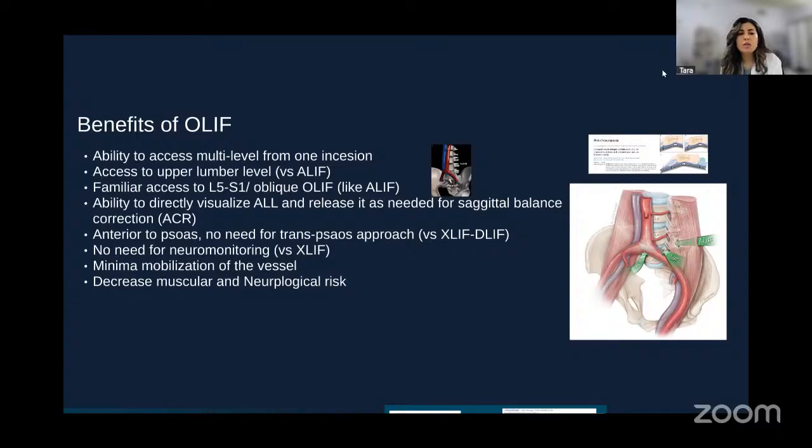There is no need. It is also minimal mobilization of the blood vessels unless ACR, anterior column release, is needed. Otherwise, there is no need for vessel transposition. However, if needed, a minimal transposition of the vessels can show us the ALL, and of course, decreasing musculature and neurological risk due to all the above reasons that I have mentioned.